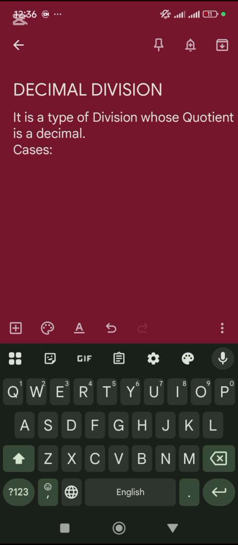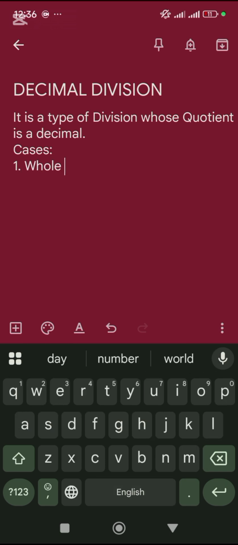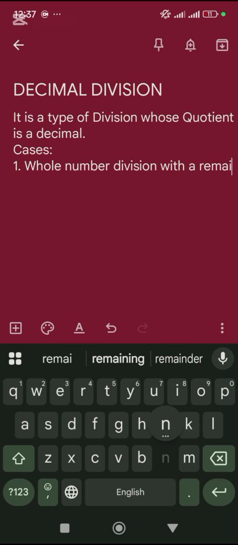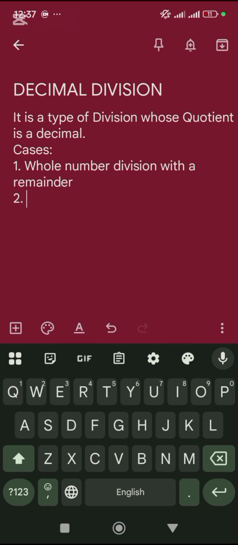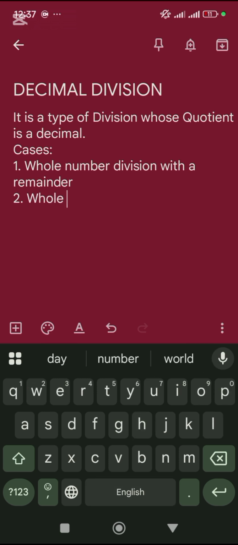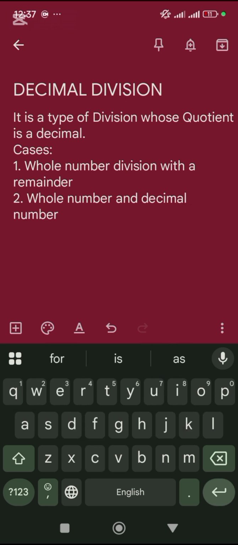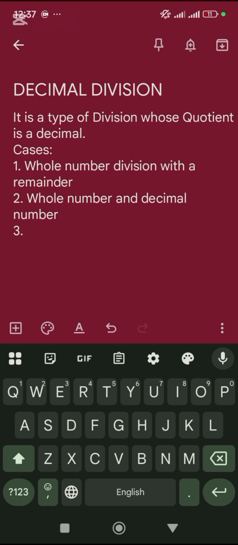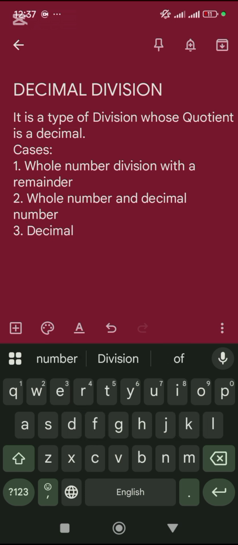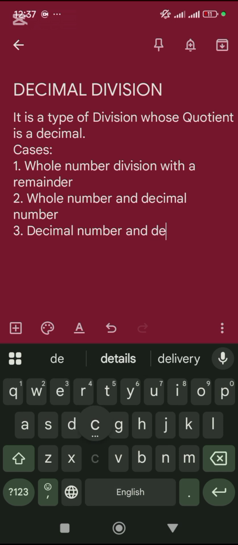Okay, case number 1 is where the whole number division is with a remainder. Case 2 is whole number division and a decimal number. A whole number and a decimal number. Okay. Case 3, decimal number and decimal number.